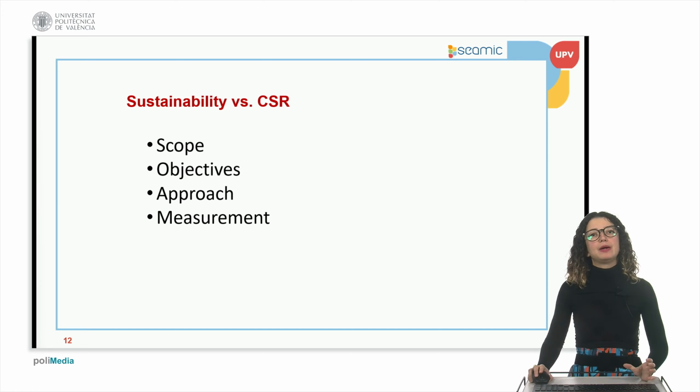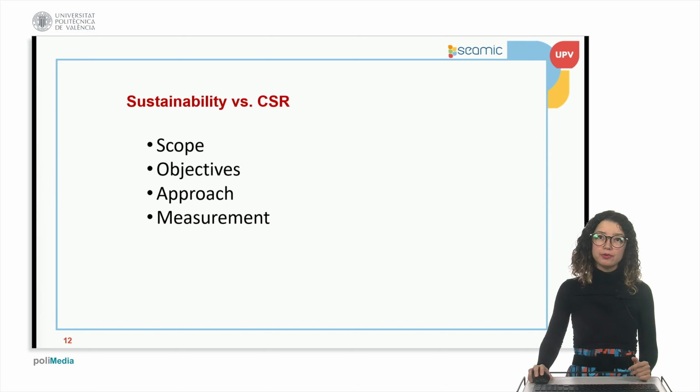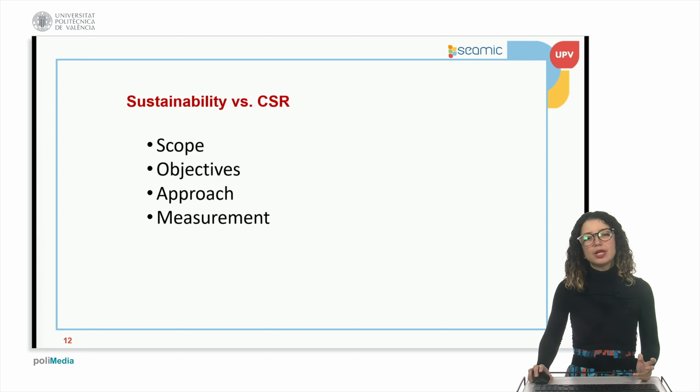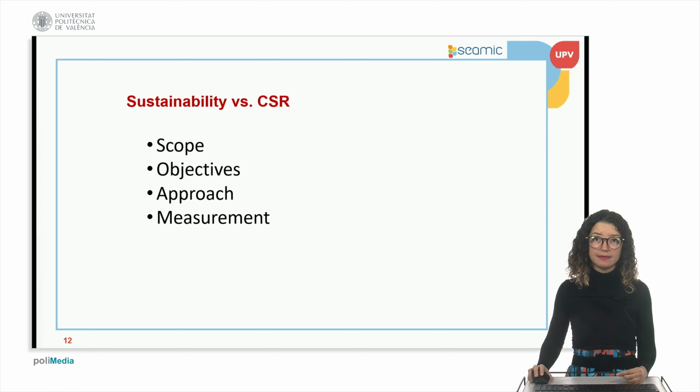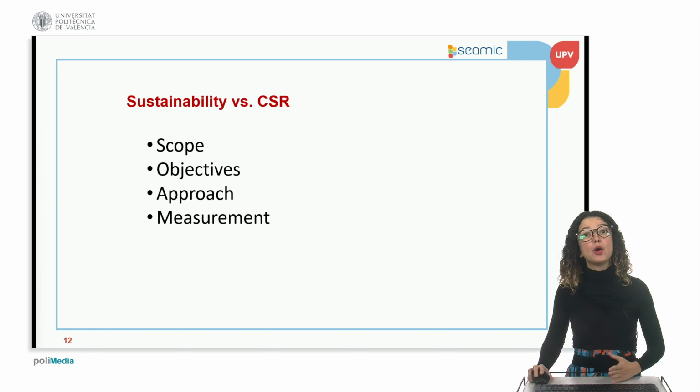Let's see the difference about the long-term versus short-term approach. Sustainability often emphasizes long-term strategic planning, focusing on the outcomes that will benefit society and the environment over time, such as achieving net zero emissions or transitioning to renewable energy sources. Instead, CSR can sometimes be short-term or campaign-based, with activities aimed at addressing current issues or fulfilling immediate community needs. But ideally, CSR should be a long-term approach.